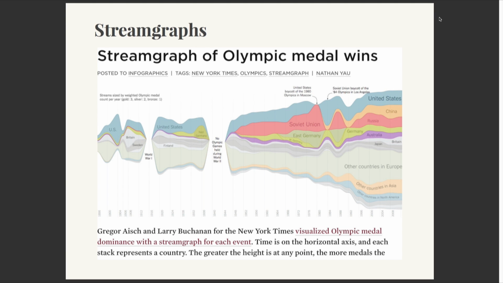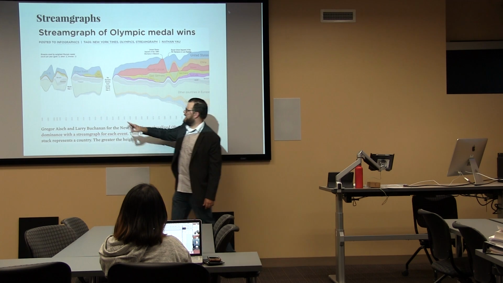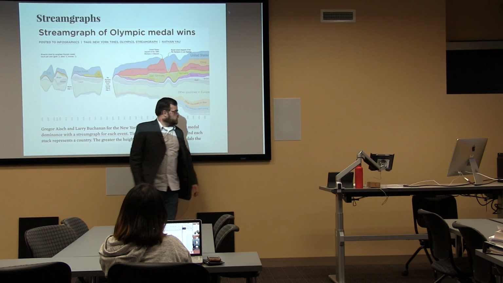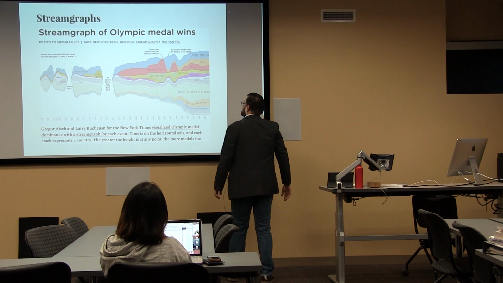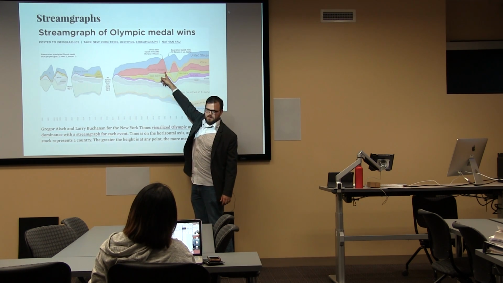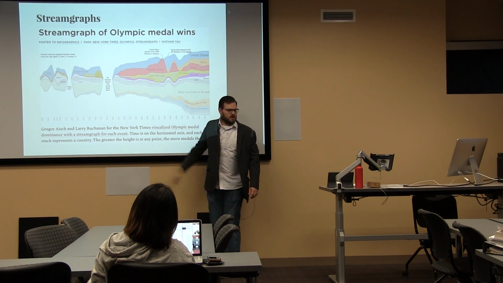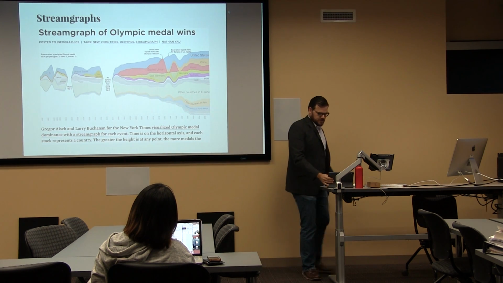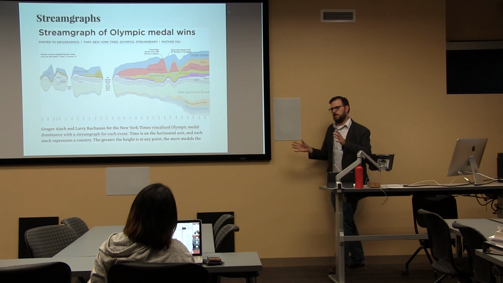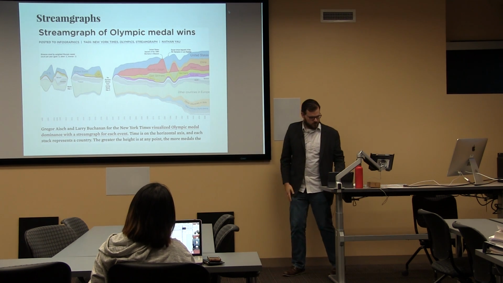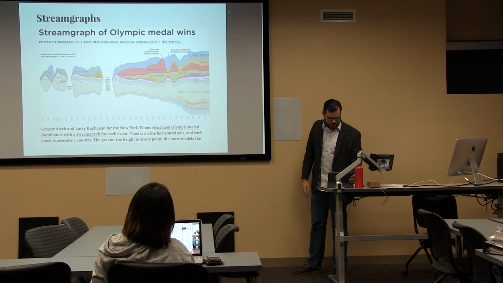I think it's also very good, even though it might be hard to see, it's very good at annotating what's going on, right? So these gaps, for example, are the two world wars. And then, of course, when the Soviets win all these medals, the US is boycotting the Olympics. And when the US wins all these medals, the Soviet Union is boycotting the Olympics. So it does a good job of annotating what's going on, helping orient the readers within different historical changes.